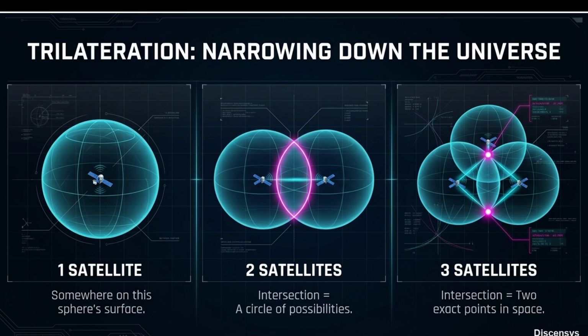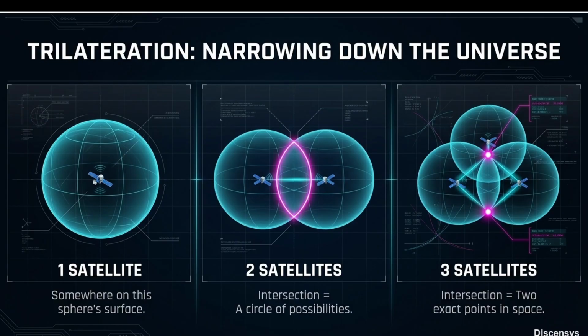So what the slide is saying is that one satellite is going to show somewhere on the sphere's surface. Two satellites is going to have the intersection, a circle of possibilities. Three satellites intersect, two exact points in space. But these satellites are not enough.